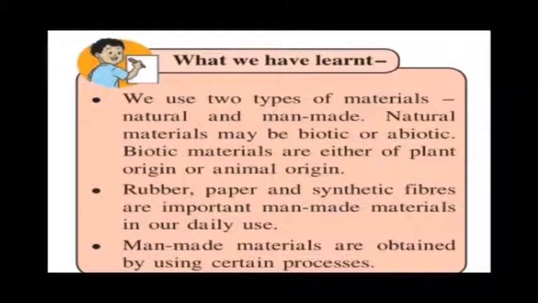What we have learned? We use two types of material, natural and man-made. Natural materials may be biotic or abiotic. Biotic materials are either of plant origin or animal origin. Rubber, paper, synthetic fibers are important man-made materials in our daily use. Man-made materials are obtained by using certain processes.